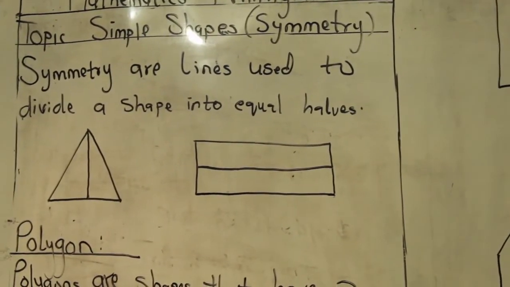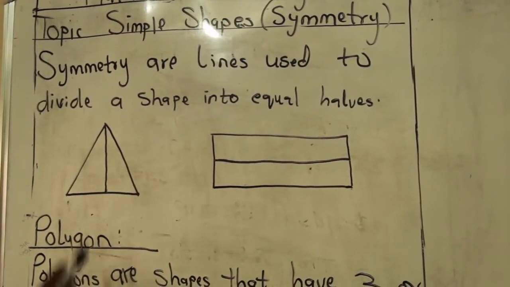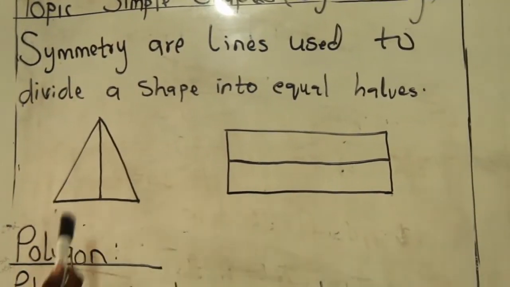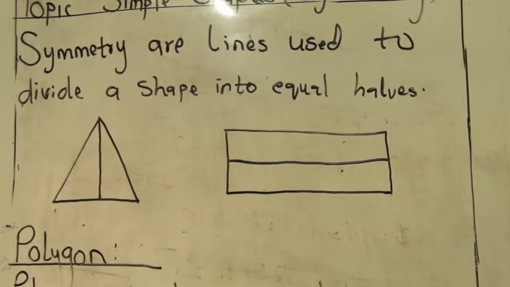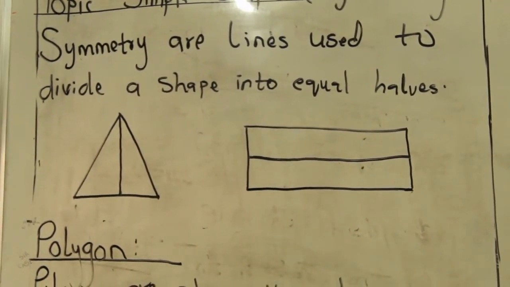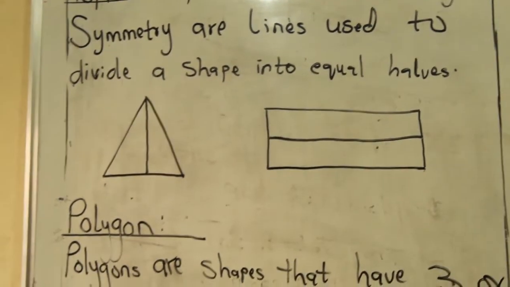And what is a symmetry? Symmetry are lines used to divide a shape into equal halves.